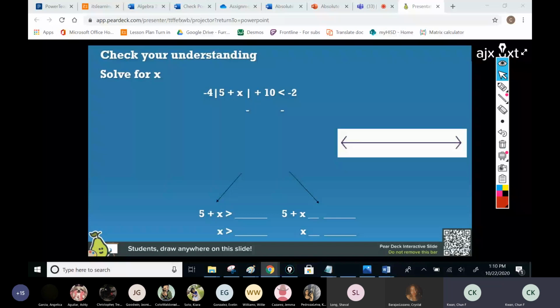Hey, Natalie, -12 divided by -4. Did you put a -3? So what's negative and negative? They will get you a positive, right? Positive.